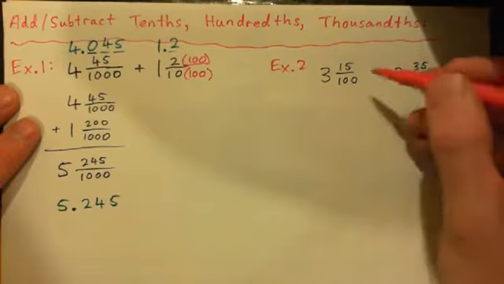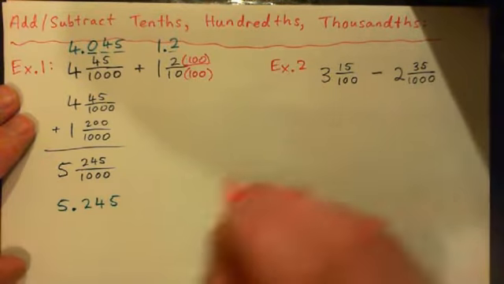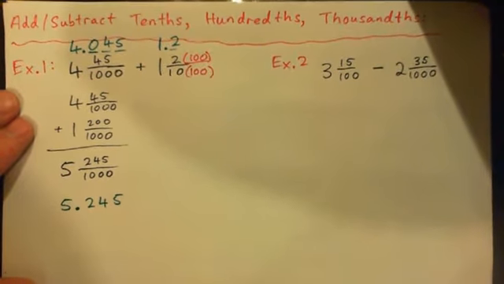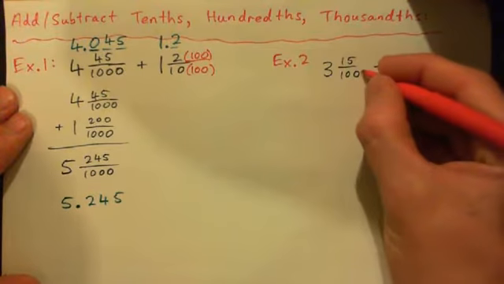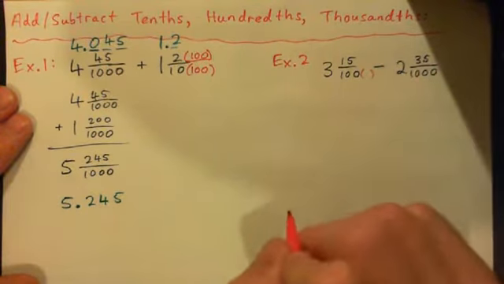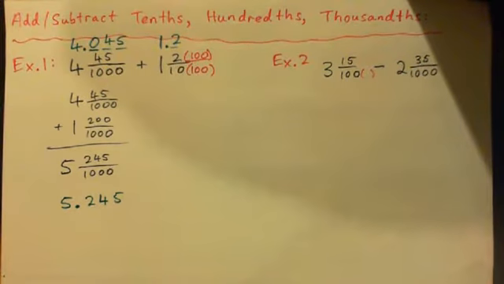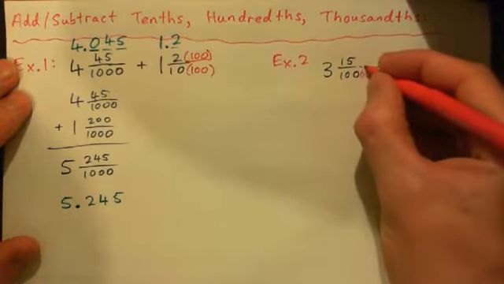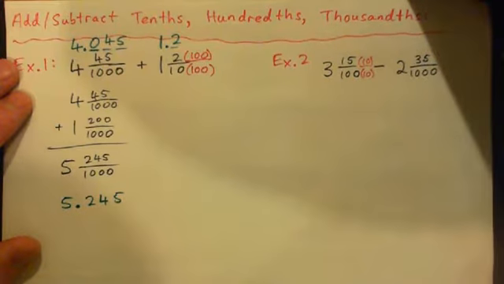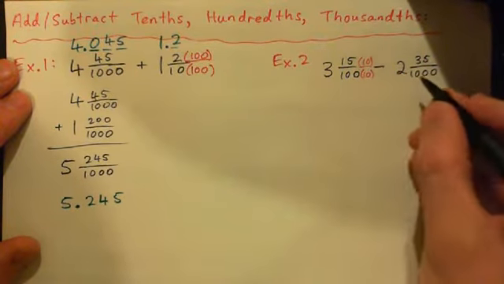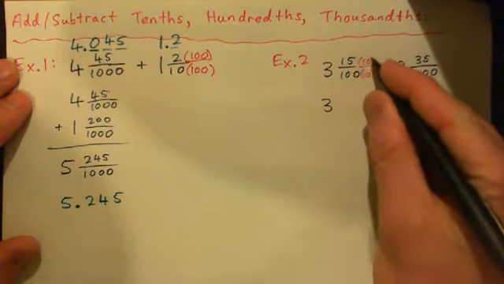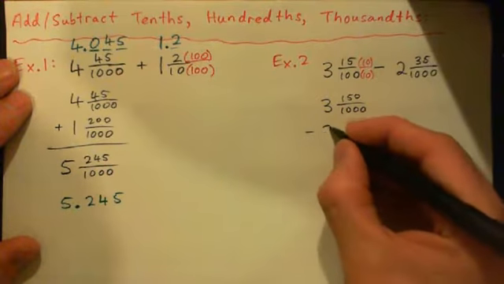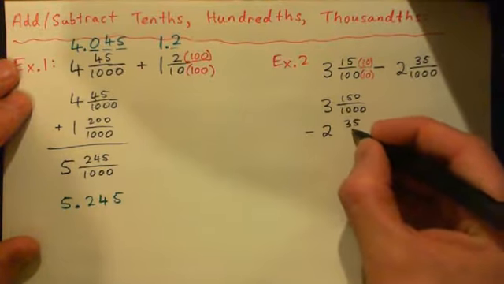Okay, so how about this guy? 3 and 15 hundredths minus 2 and 35 thousandths. You've got to get a lowest common denominator first, right? So what do I multiply 100 by to get 1,000? 100 times what gives 1,000? 100 times 10, right? And the top multiplied by 10 as well. So I get 3 and 150 thousandths minus 2 and 35 thousandths.